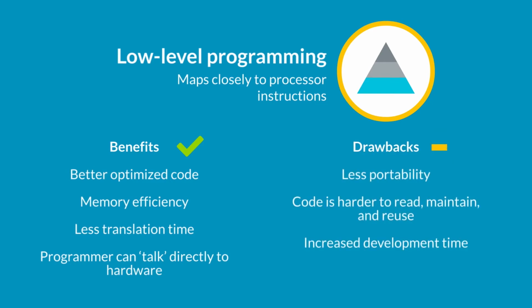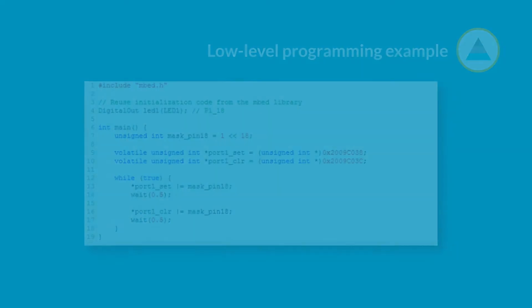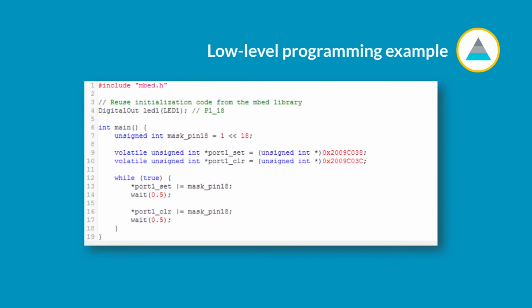Drawbacks are that code is less portable from one device to another, that the resulting code is harder for others to read, reuse, and maintain, and that code may take longer to develop. Let's look at an example of low-level programming, blinking an LED with MCU registers.